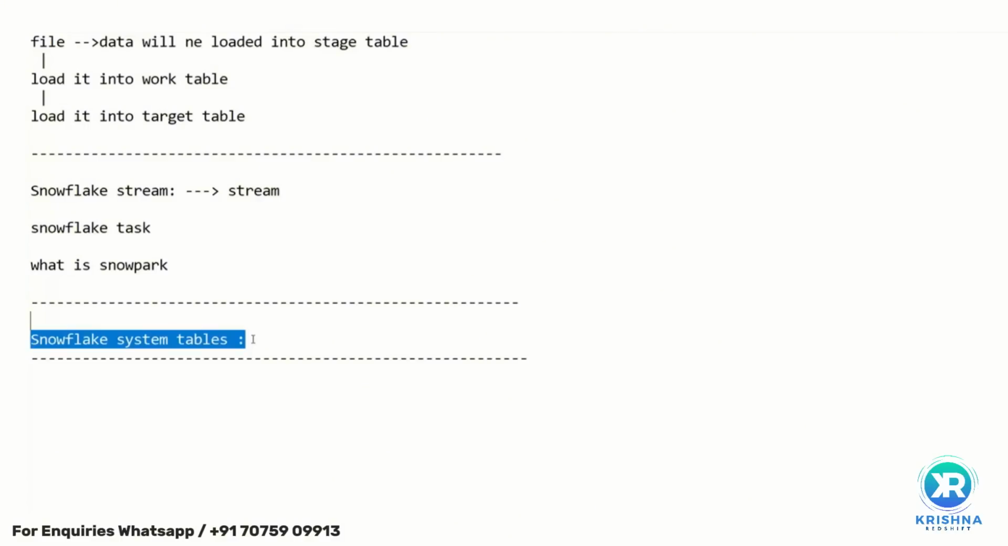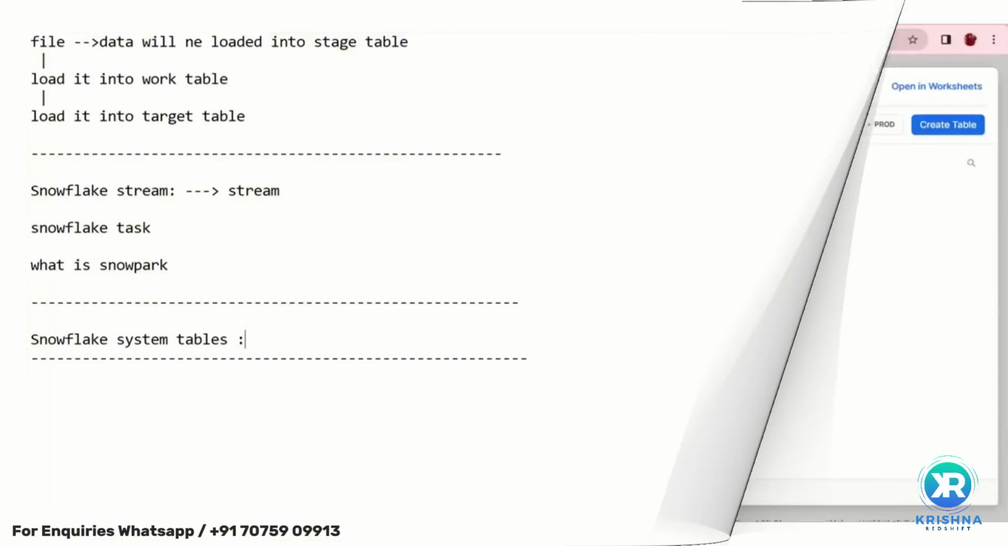It has everything about Snowflake objects. For example, for a table, when it was created, who created it, when it was accessed. Similarly, for a view, who created it, when it was accessed. All this information is maintained within the Snowflake system. Those tables are called system tables.